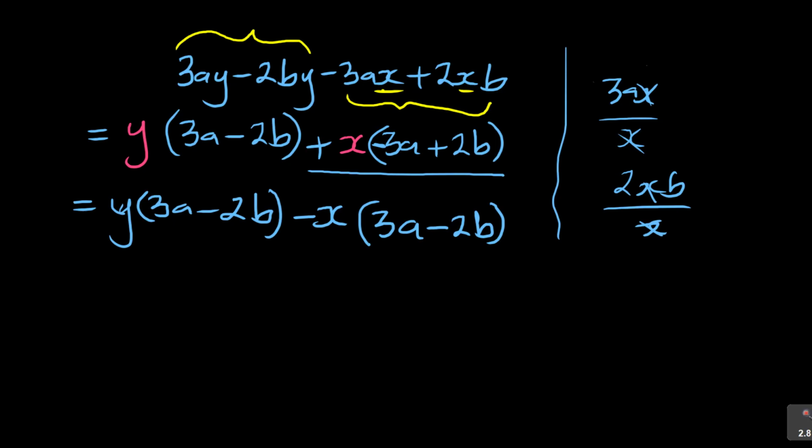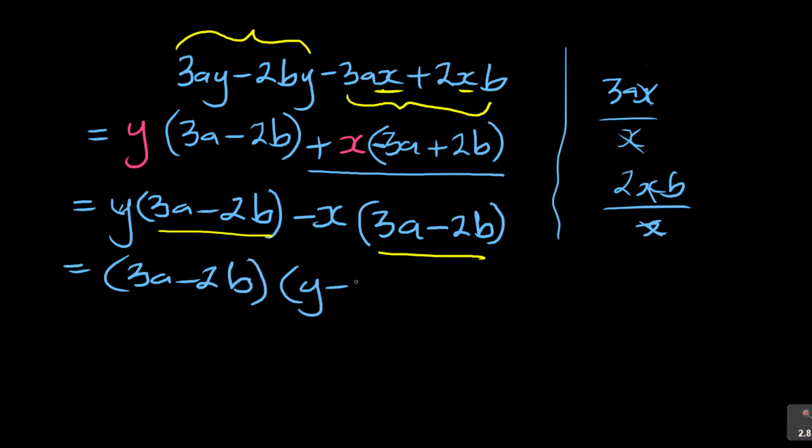Why am I doing it? Look now, it's matching: 3a minus 2b, 3a minus 2b. Before it was 3a, the other side minus 3a, minus 2b, plus 2b. You take out a negative. That's what we mean. Whenever I achieve that, you write your bracket now, 3a minus 2b, and you've got what? y minus x outside the bracket, which is that and that. There it is.